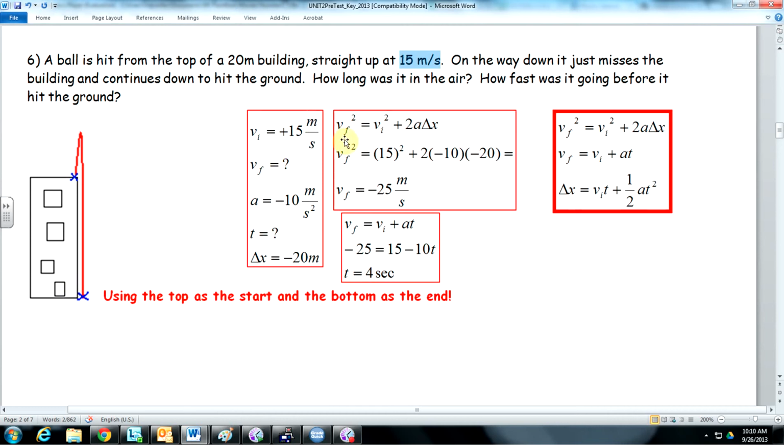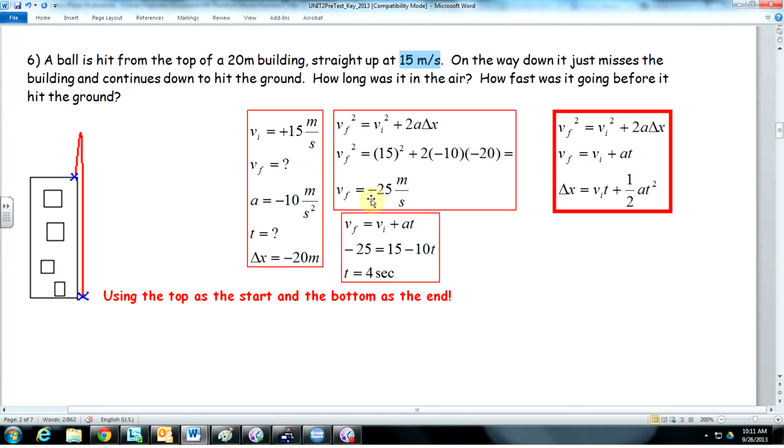Our first thing we'll use is VF squared equals VI squared plus 2AD, or delta x, from our equations. That enables us to get the VF. Notice that when you take the square root of 625, you'll get 25 on the calculator. But you need to recognize that when you take a square root, it's either plus or negative. And since it's going down at the end, we know that the VF here has to be negative 25.